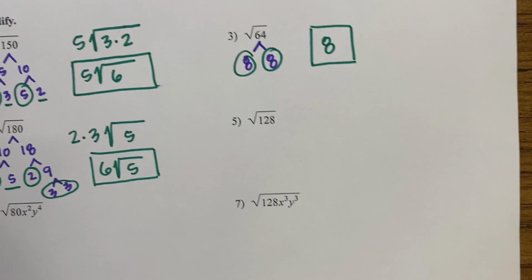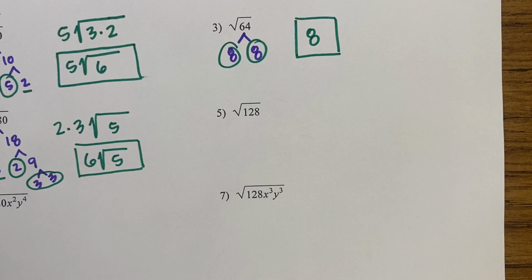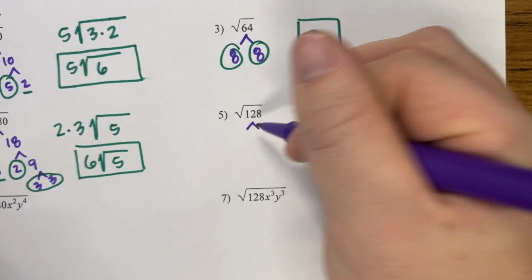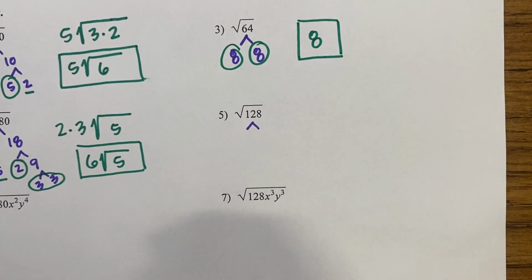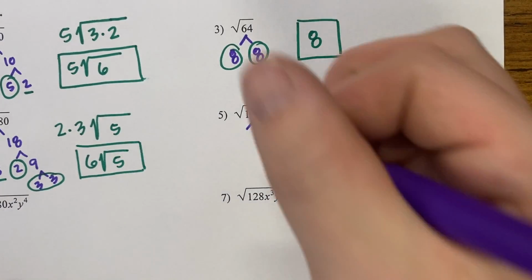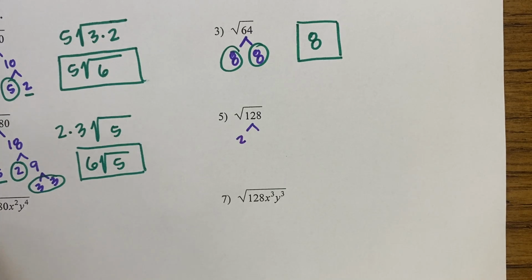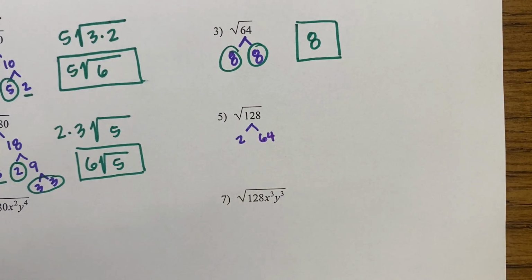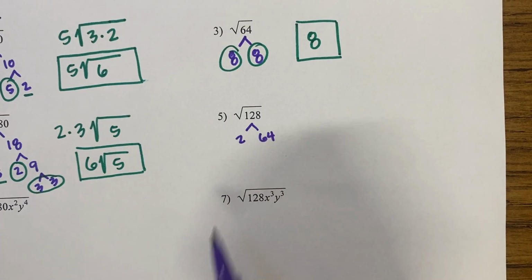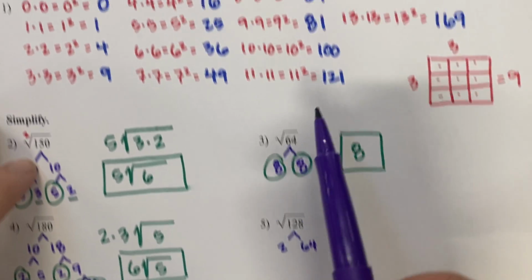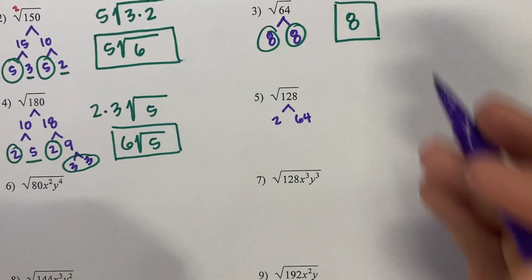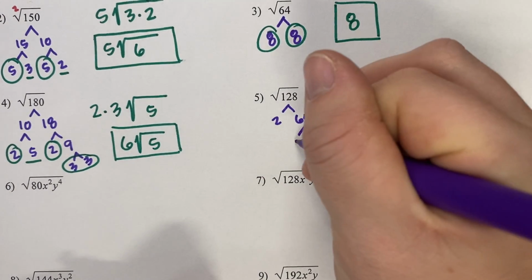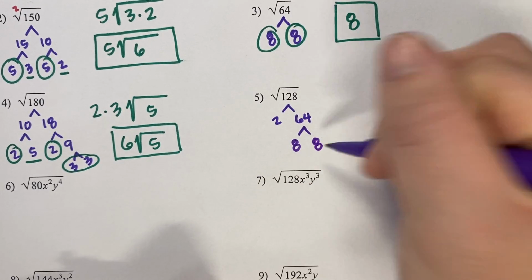Okay, let's look at number 5. 128, I don't think, is a perfect square, so let's go ahead and just start breaking it down. Doesn't end in a 0, but I see it's an even number, so I'm just going to divide it by 2. Okay, so 128 divided by 2 gives me 64. Okay, 2 and 64, I don't have a pair yet, but remember, 64 is a number we love. Okay, because it gives us an automatic pair of 8 times 8.